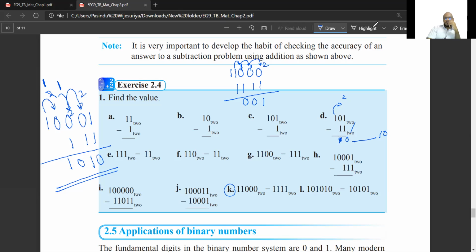So you give 1 from here to this. And here there will be 2. Subtracting 1 from 2 gives 1. This is the answer for question number K.